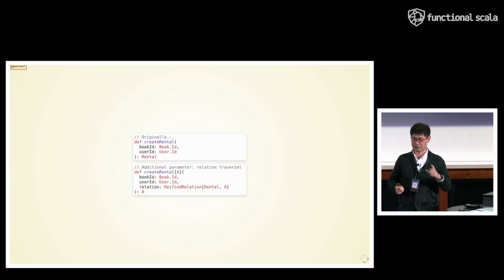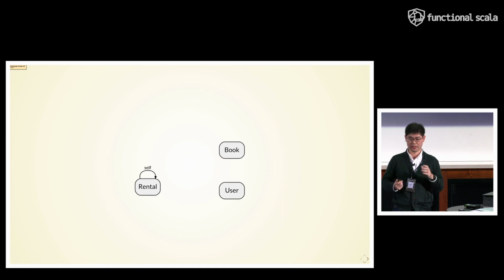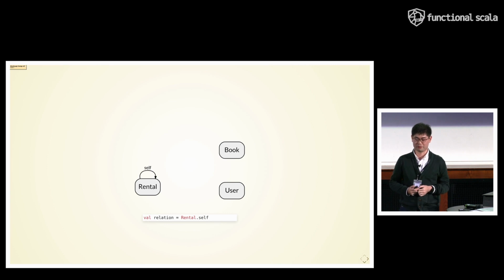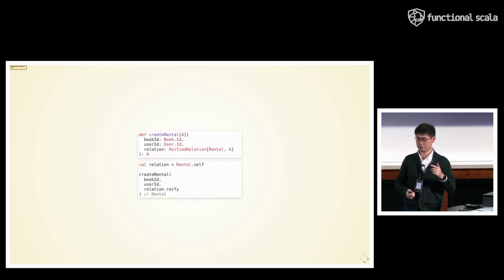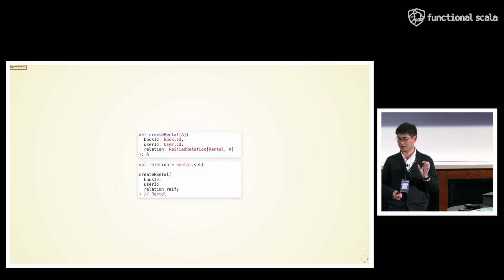So originally, this is what it was, and now we have an additional parameter called relation. It's a reified relation from rental to A, and the A is opaque to the method. And now, to indicate this, what you do is actually pretty simple. It's value relation, it's relation.self, and then you call the method using this. So you just call relation.reify to make it a reified relation. I hope I might have time to talk about what reified is later.